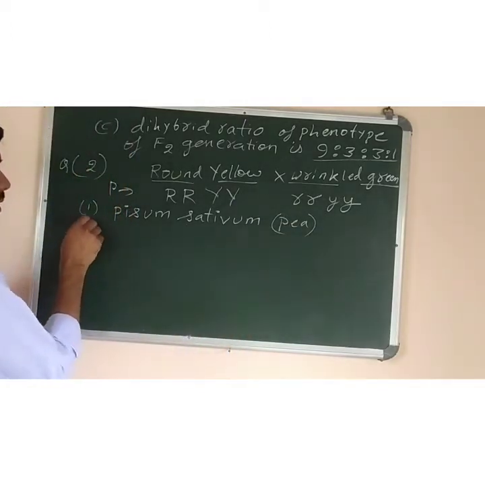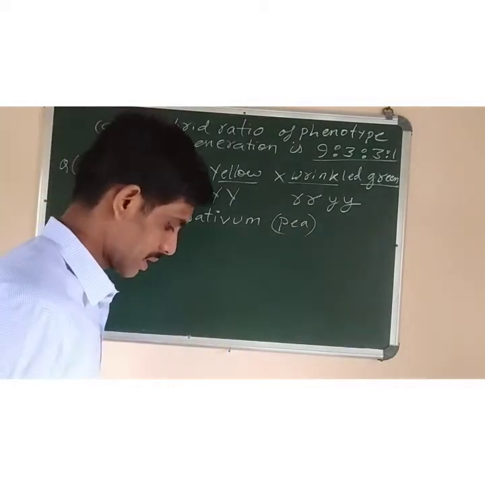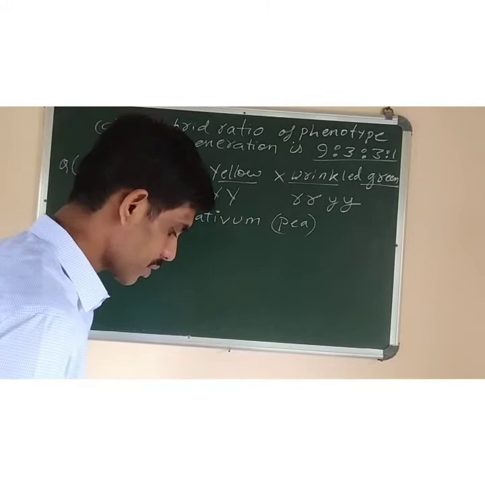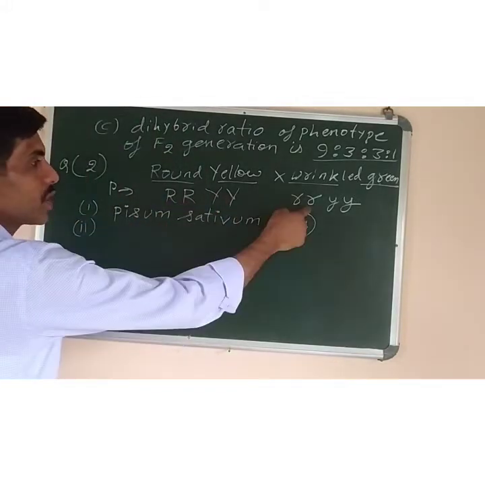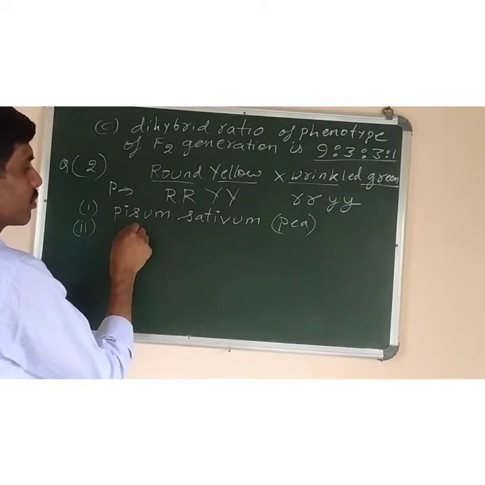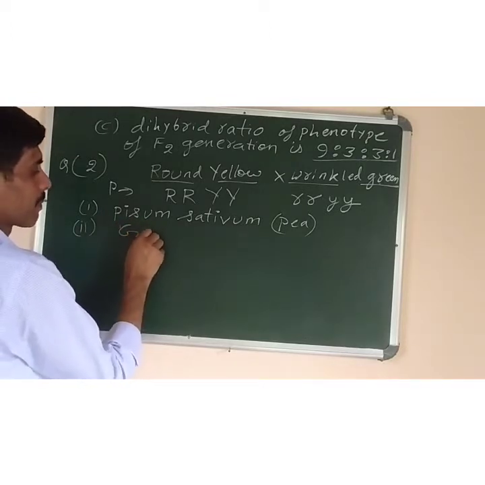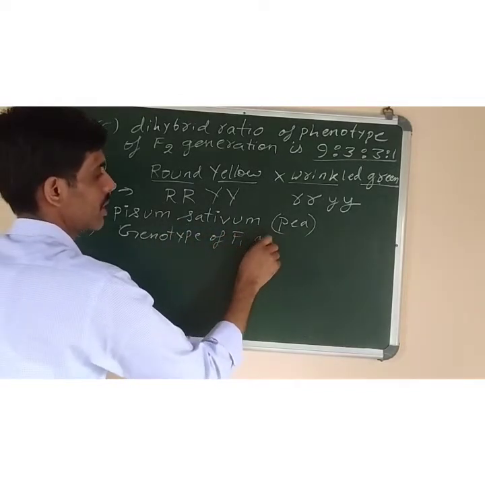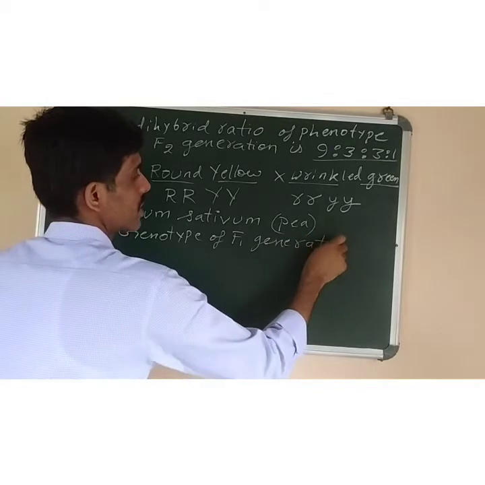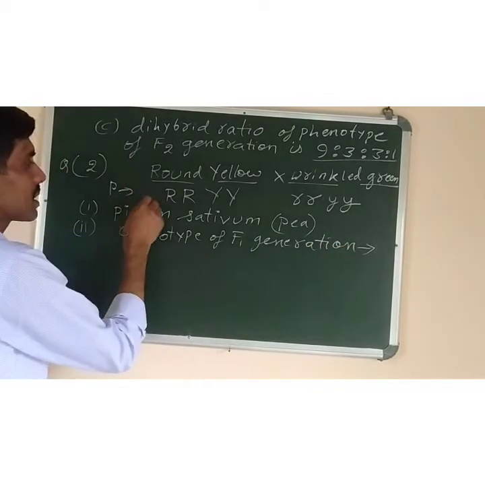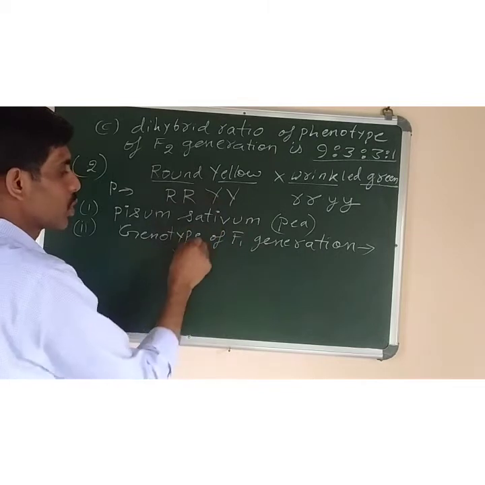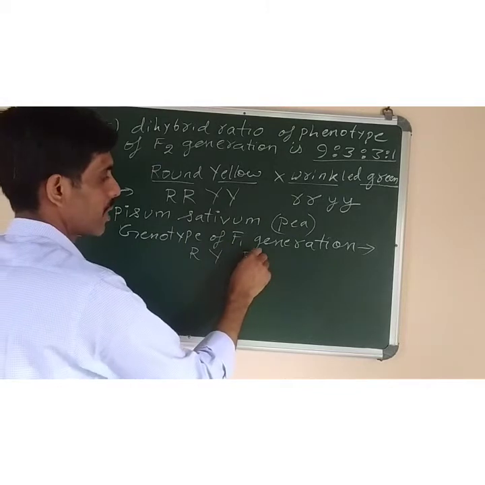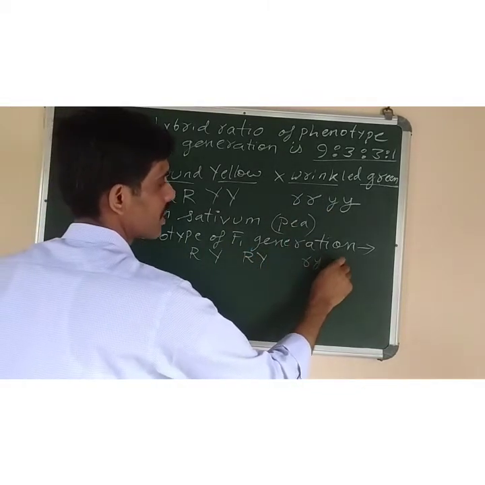Then number 2, the second question is, give the genotype of F1 generation. We have to write the genotype of F1 generation. So if you write genotype of F1 generation, how the F1 generation will be produced? Genotype of F1 generation. This is asked in the question. So let's see how to get it. Genotype means after parents the genotype will come, means here 2 will be there, capital R, capital Y, okay, again capital R, capital Y, here also small r, small y, small r, small y.